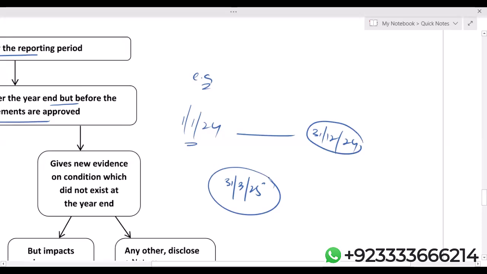Now, any event which will occur between these two dates, if that event pertains to the previous year's financial statements, then we have to think whether it's an adjusting event or non-adjusting. For example, on December 24, the company had the information that one of their customers is going to be bankrupt.